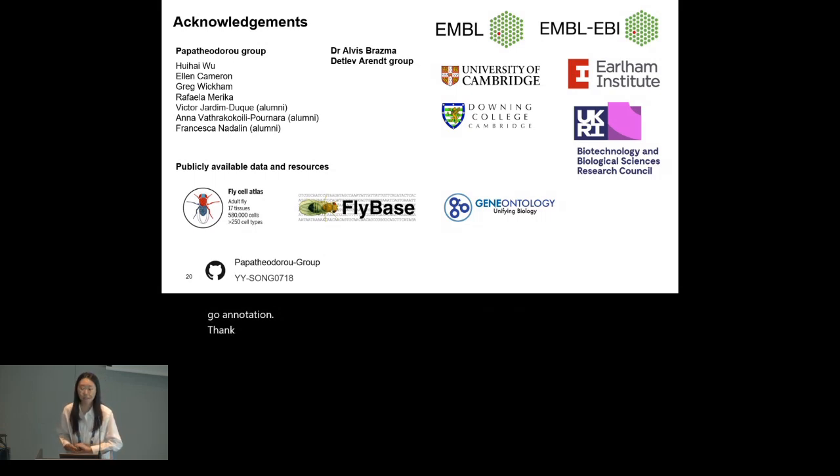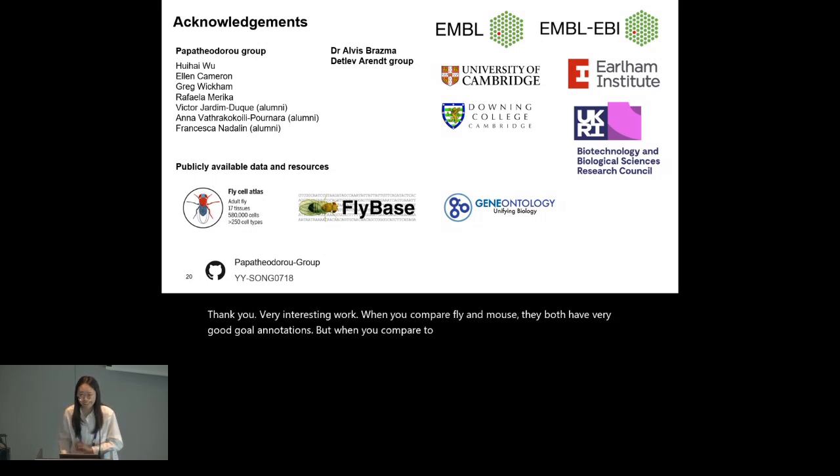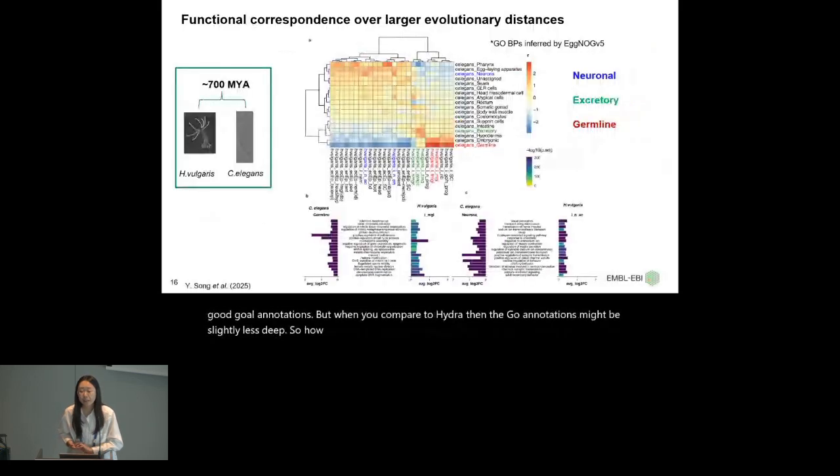Thank you. Very interesting work. When you compare fly and mouse, they both have very good GO annotations. But when you compare to Hydra, then the GO annotations might be slightly less deep. So how much does this bias your method? Are you biased then towards the kind of functions which are easy to annotate in such a very, not only non-model, but very distant from the models? So how does it affect the results?